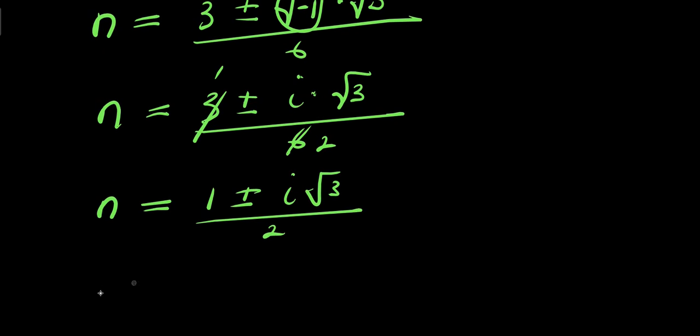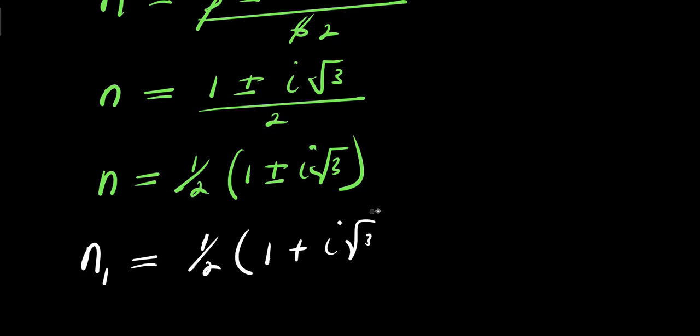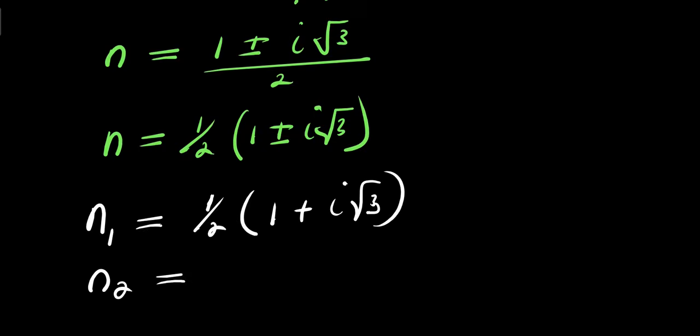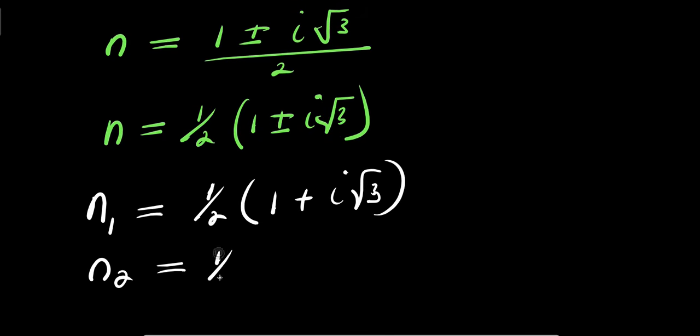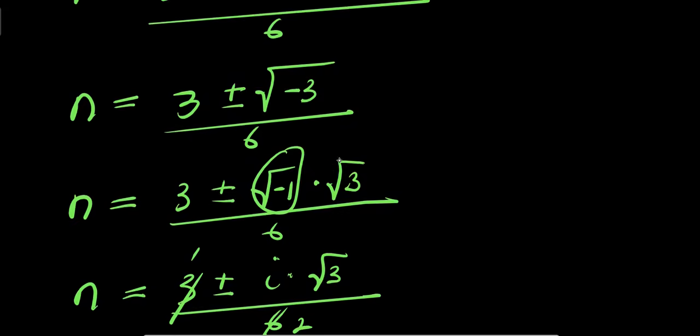From here, you can factor out 1 over 2. You have n equals 1 over 2 times 1 plus or minus i root 3. So you have two values for n here. That means you can easily have n1 equals 1 over 2 times 1 plus i root 3, and also n2 equals 1 over 2 times 1 minus i root 3. So those are the two complex solutions right there.